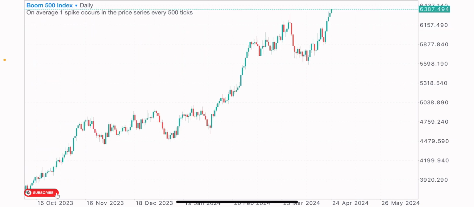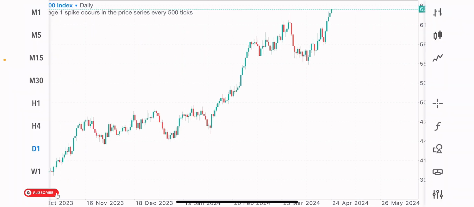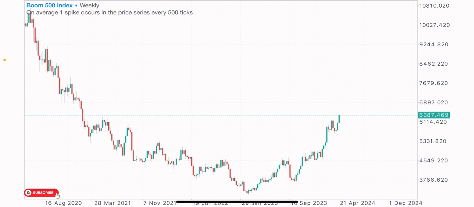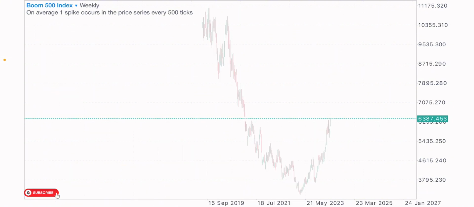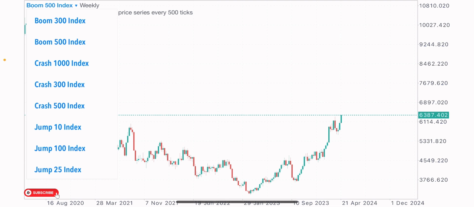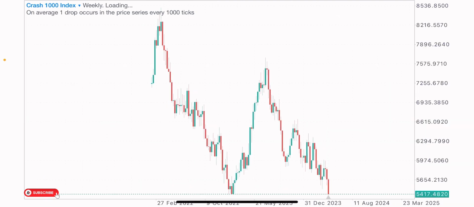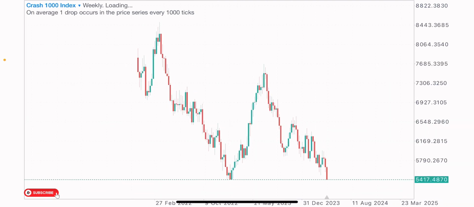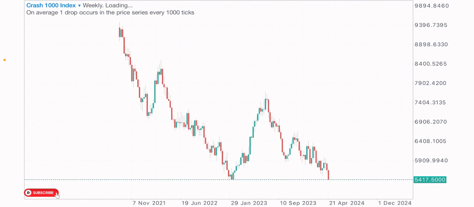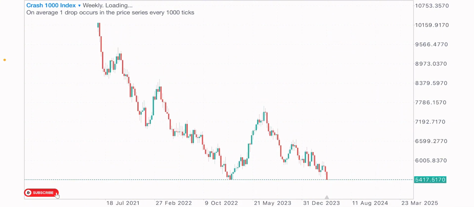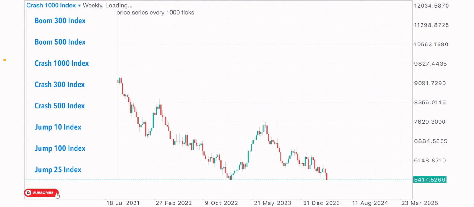Check out for another Boom and Crash index, Boom 500 index, not looking bad as well. We could get a big reversal on this index. Let's see what happens. Okay, Crash 1000 index, looking bearish on the weekly time frame. So what could we expect on this index? Yeah, let's check Crash 500 index.